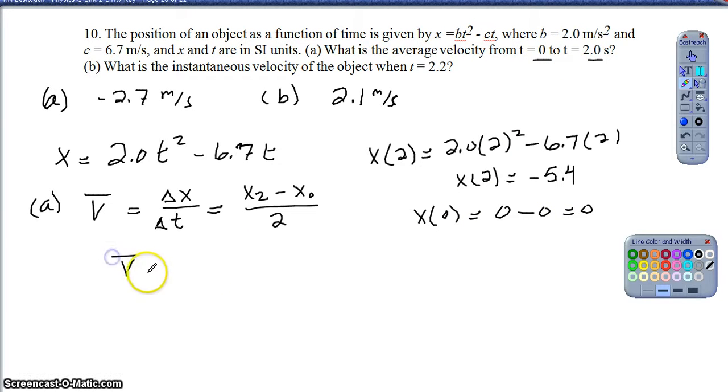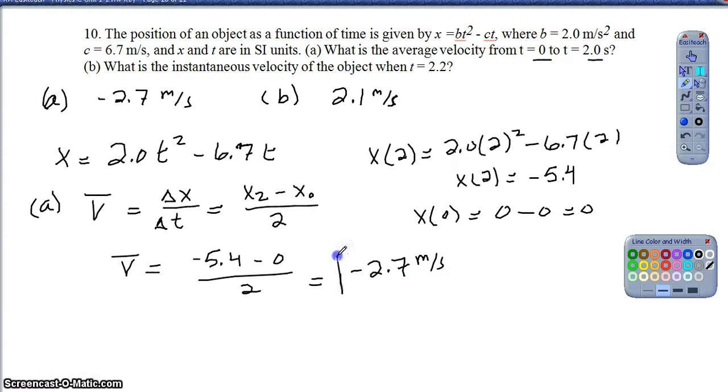So then my average velocity is my final, which was negative 5.4, and because it is displacement, that direction, that negative sign, is very important, so I'm going to leave it in there. And then my initial is 0 over 2, and obviously negative 5.4 over 2 is where I got the negative 2.7 meters per second. Once again, because we're talking velocity, the direction is very important, and this tells me that we were moving in the negative, whichever way they've defined the negative direction. So there was part A.